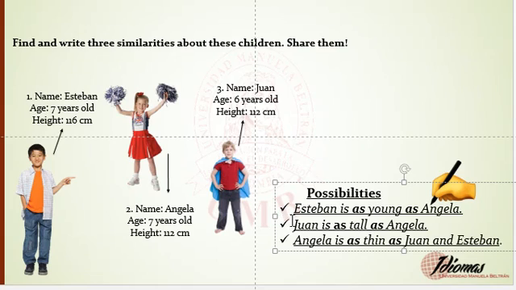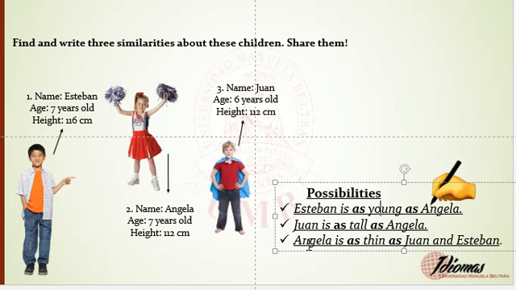Stuff like that. Juan is as tall as Ángela. Juan, he is Juan. Juan is 112 centimeters and Angela is 112 centimeters. It means that in this case we have a similarity. So for that reason, I say that Juan and Angela. Okay, Juan is as tall as Angela.